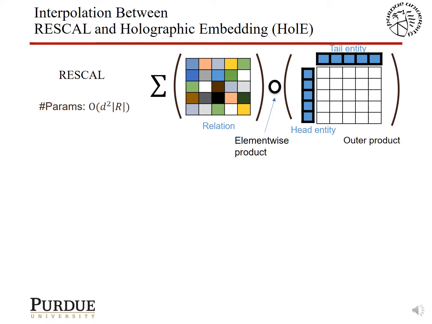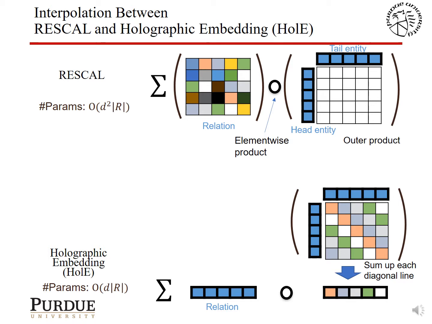One popular method, ResGo, forms an outer product of the embeddings representing the head and tail entities, then takes an element-wise product with the relation matrix when computing the compositional function. As you can see, the number of parameters is dominated by the dimensionality of the relation embedding, which scales quadratically with respect to the embedding dimension d.